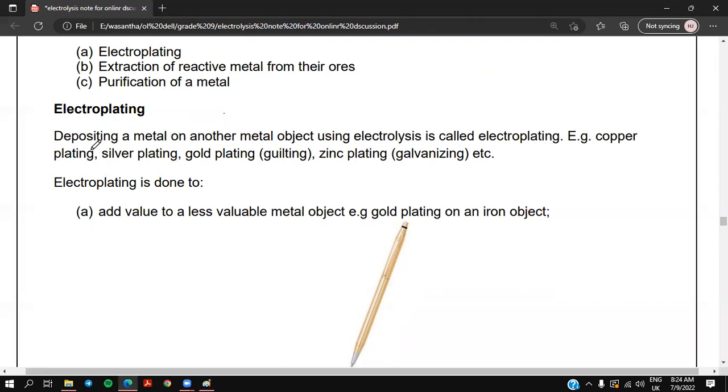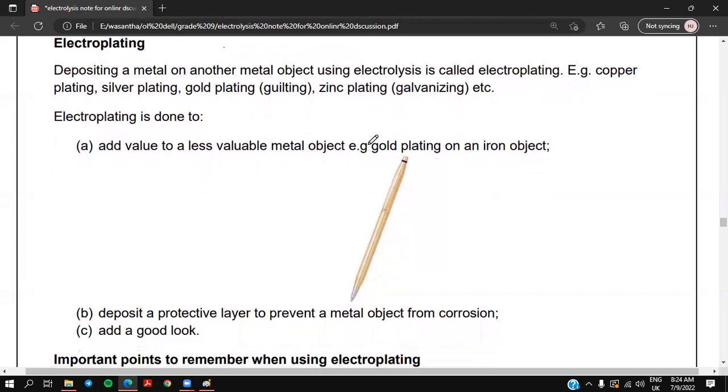Example, copper plating, that means covering with a copper layer. Silver plating means covering with a silver layer. Gold plating, there's another name for that, it's called gilding. Gilding means covering with a gold layer, gold atom layer. Zinc plating means covering with a zinc atom layer.